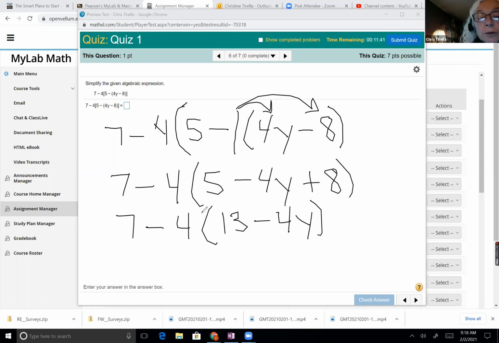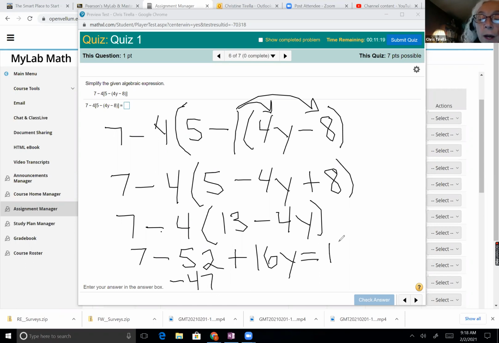We have to distribute that negative 4. So that gives me 7 minus 4 times 13, which is 52. Minus times minus is plus 16y. And so then 7 minus 52 is negative 45. So you can write it as negative 45 plus 16y, or is it 16y minus 45?